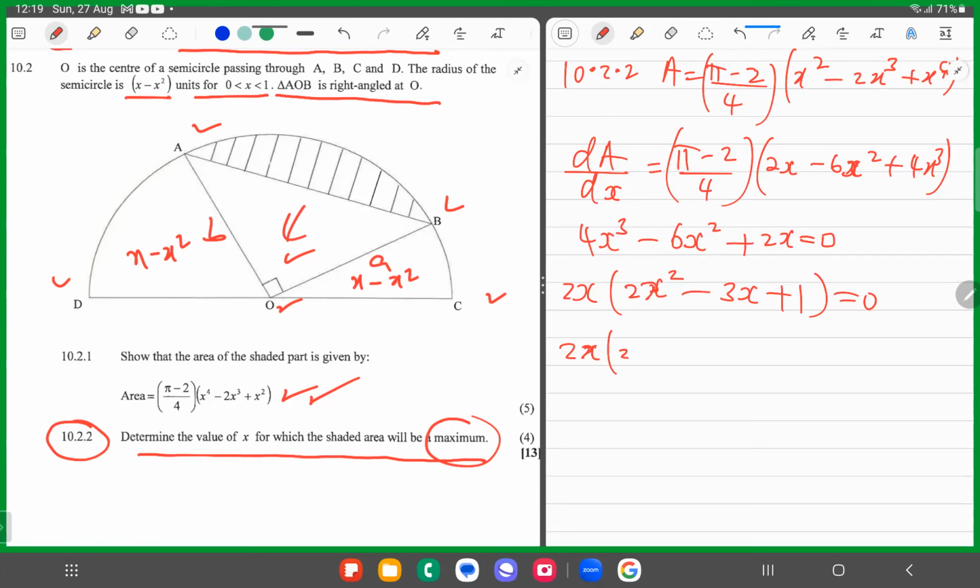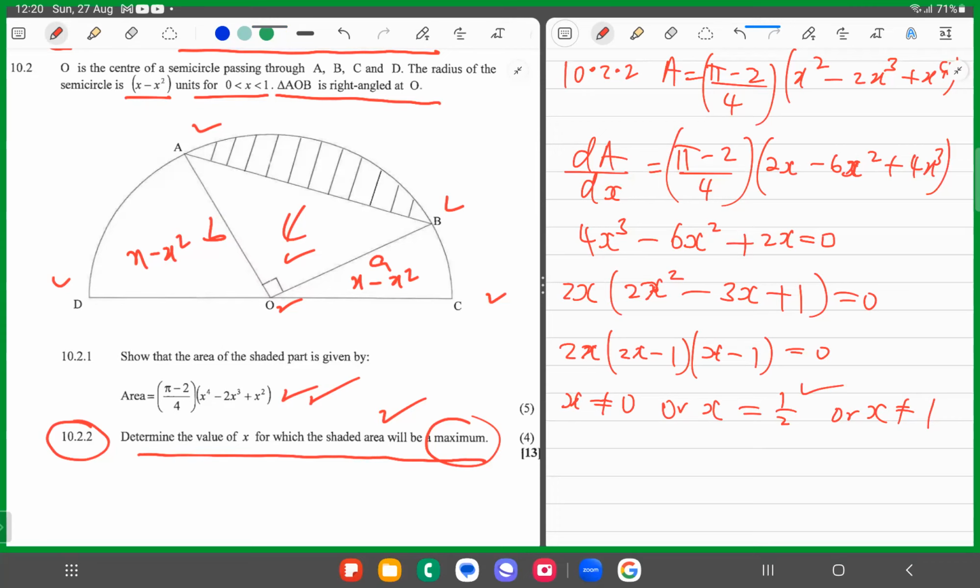Which means 2x minus 1, x minus 1. X is not 0. X is 1. X is not 1. So determine the value of x for which the shaded region will be maximum. So it will be maximum when x is exactly 1/2.